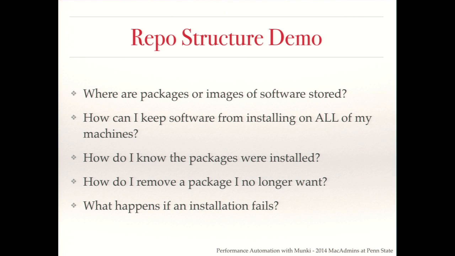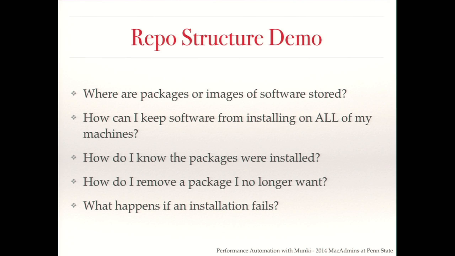So, maybe a couple questions. Where are packages or images of software stored? Well, that's that pkgs folder. How can I keep software from installing on all my machines? That's where the pkginfos come in. You can define the catalog, you can define install check scripts, and you can define anything in that file that says this is when you should install it and why. How do I know packages were installed? The installs key, the receipts key, and any install check scripts. Munki runs those against the system and says, is this here? If not, install it.